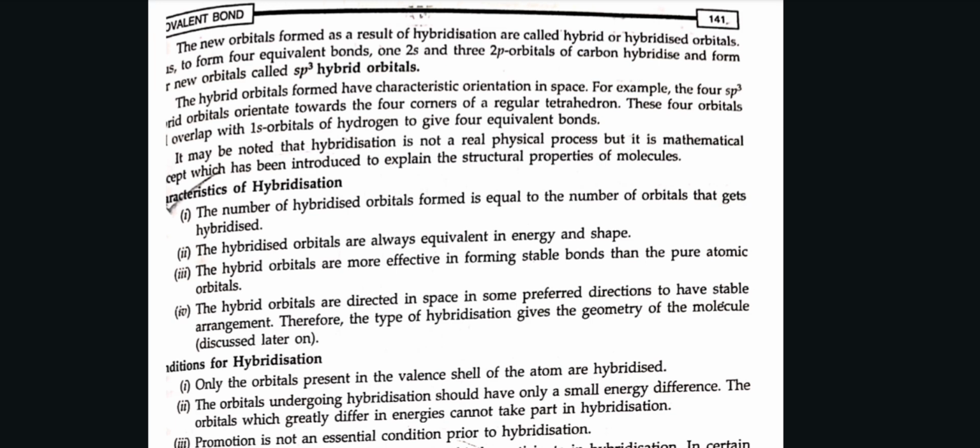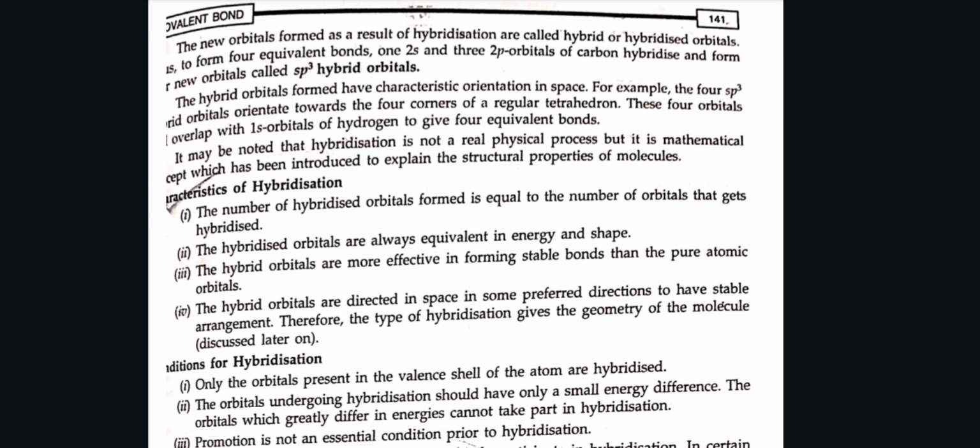To form four equivalent bonds, one 2s and three 2p orbitals of carbon hybridize and form new orbitals called sp3 hybrid orbitals. The hybrid orbitals formed have characteristic orientation in space. For example, the four sp3 hybrid orbitals are oriented toward the four corners of a regular tetrahedron. These four orbitals overlap with the 1s orbitals of hydrogen to give four equivalent bonds. It may be noted that hybridization is not a real physical process, but a mathematical concept which has been introduced to explain the structure and properties of molecules.